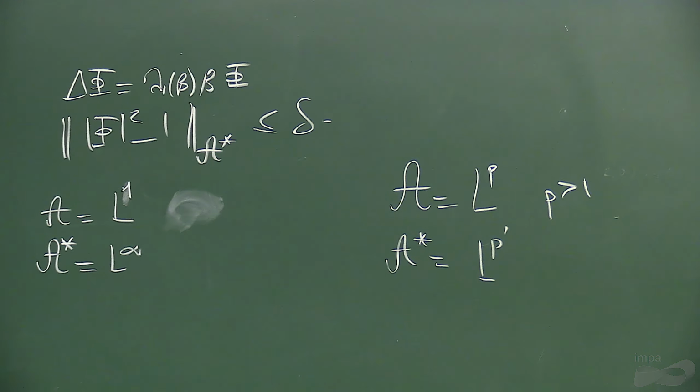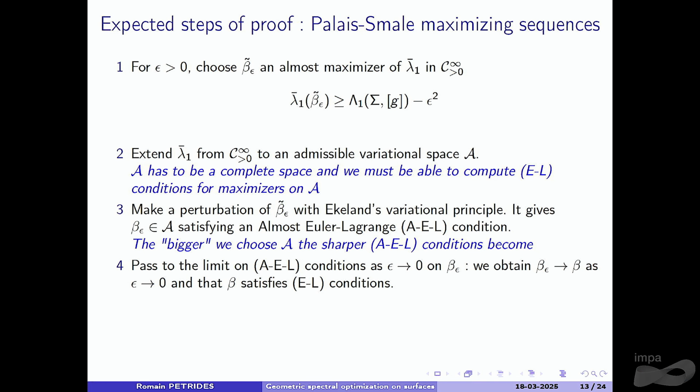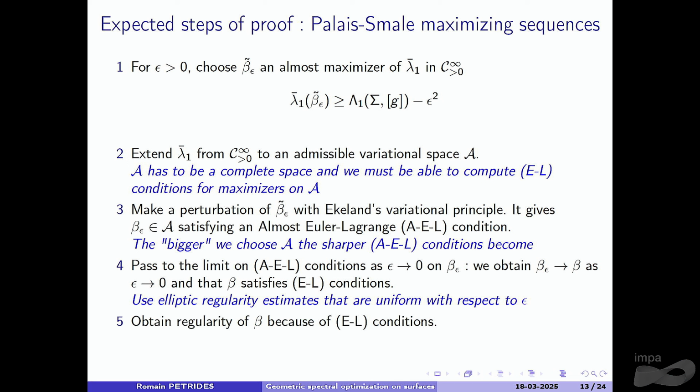And your sequence of almost points that satisfy almost the Lagrange equation will converge to something. And then that's good because you pass to the limit on the almost Euler-Lagrange equation, and you obtain an Euler-Lagrange equation at the limit. And that was what was missing in the previous naive approach. We did not have the Euler-Lagrange equation in the limit. Okay, and then beta is smooth because of the Euler-Lagrange equation.